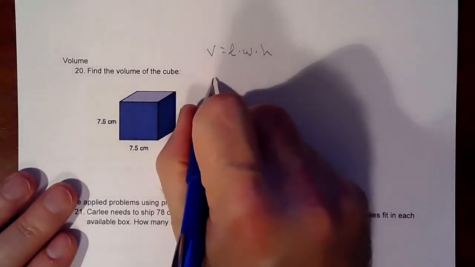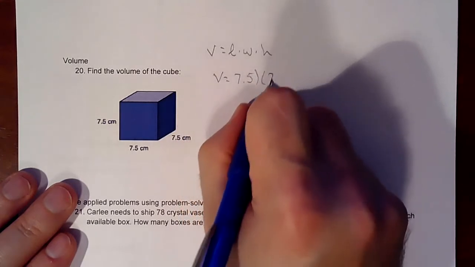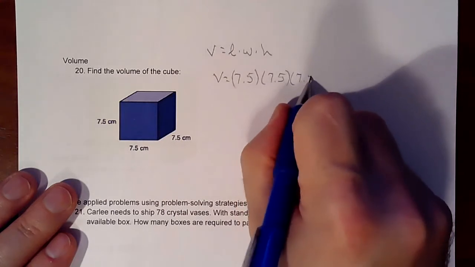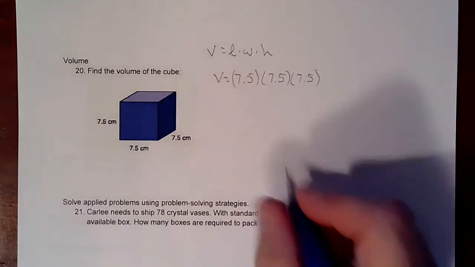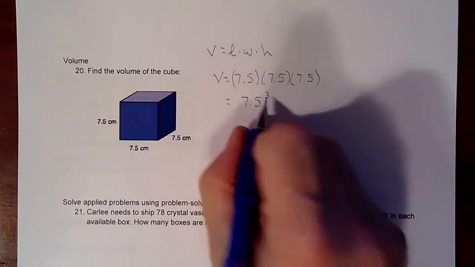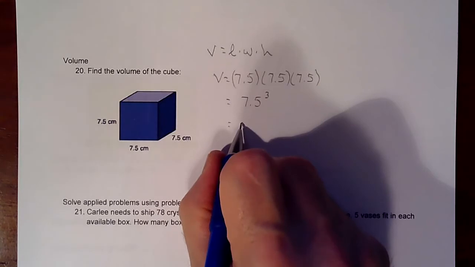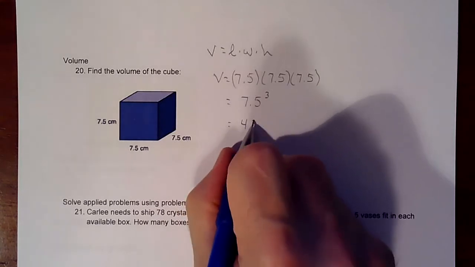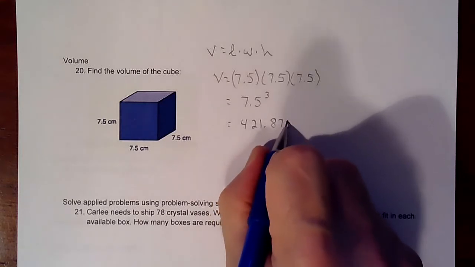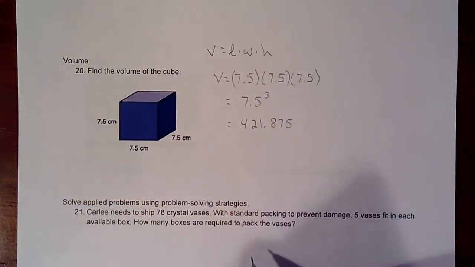So we're looking at the volume equals 7.5 times 7.5 times 7.5. And I would just throw that right into the calculator. In fact, I could just throw it into the calculator as 7.5 cubed if I save a little time. And if I throw it on the calculator, I'm going to get 421.875. Now there weren't any directions on how to round it, so I'm just going to use the whole thing because it stopped after the 5.